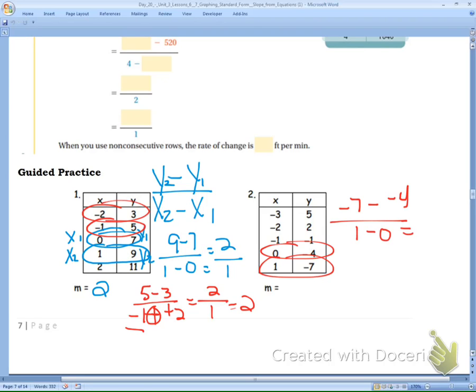So on my top I have a negative 7, because it's a subtraction, I change it to addition, then change my sign. Negative 7 plus 4 is negative 3 over 1 minus 0 is 1. So my slope is equal to negative 3. And that's what you should get for your answer. If that's not what you got, then maybe check your work, make sure you kept change if you had a subtraction, or try another 2 points to see if you get that negative 3 again.